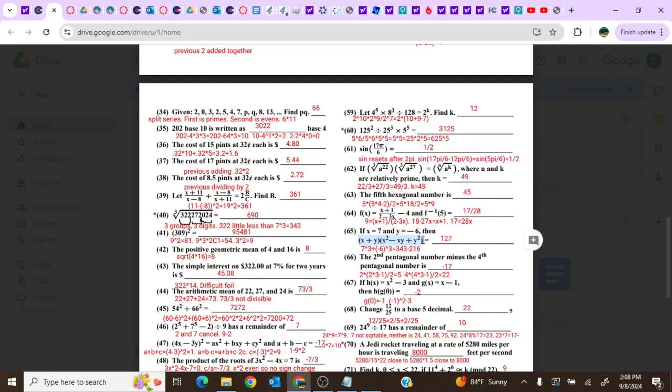So in that case, 7 to the power of 3 plus negative 6 to the power of 3, 343 plus negative 216, is 127.